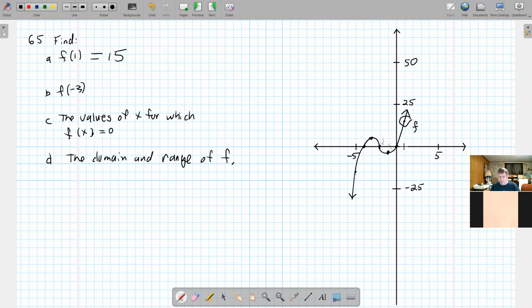f of -3, when x is -3, y is 5. The values of x for which f of x is 0. So where is y equal to 0? Here, and here, and here. Basically the x-intercepts, which would be, let's see, x is -4, -2, and 0. Okay.